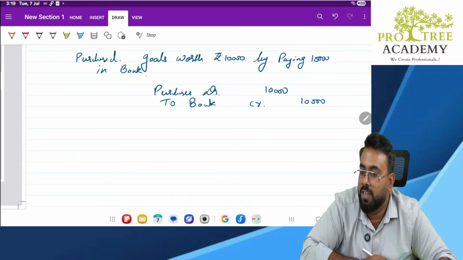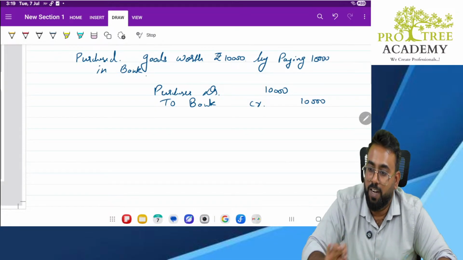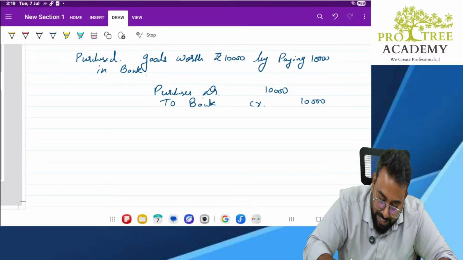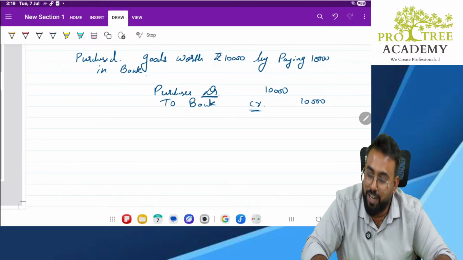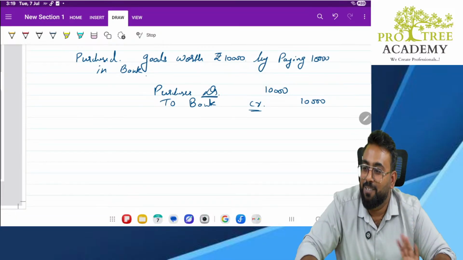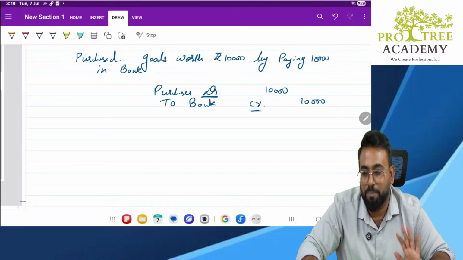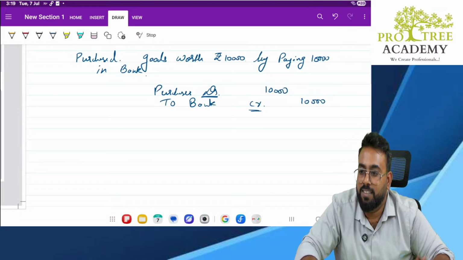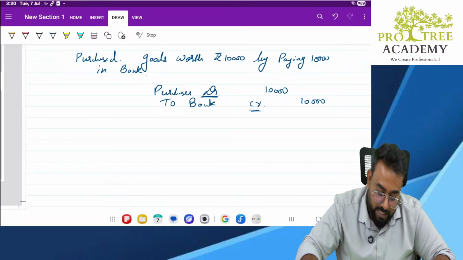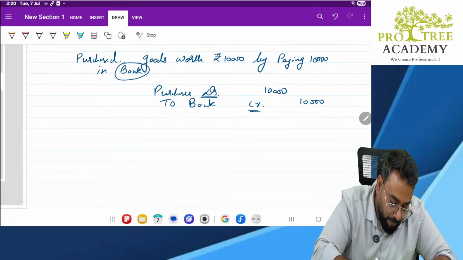That's it. Sir, one fundamental rule you should remember. First, always debit will come, then credit will come. Now, don't write credit first and debit later. That will never work. This is one rule you have to remember. Debit should come first, then credit will come. Clear? Sir, what if we have done the same transaction in cash?